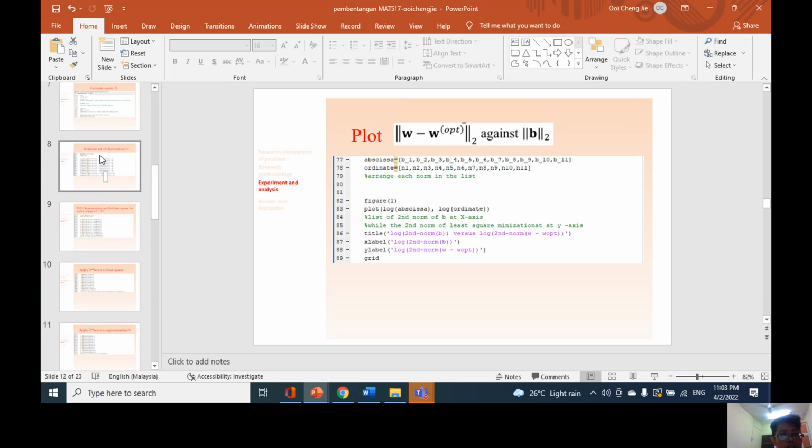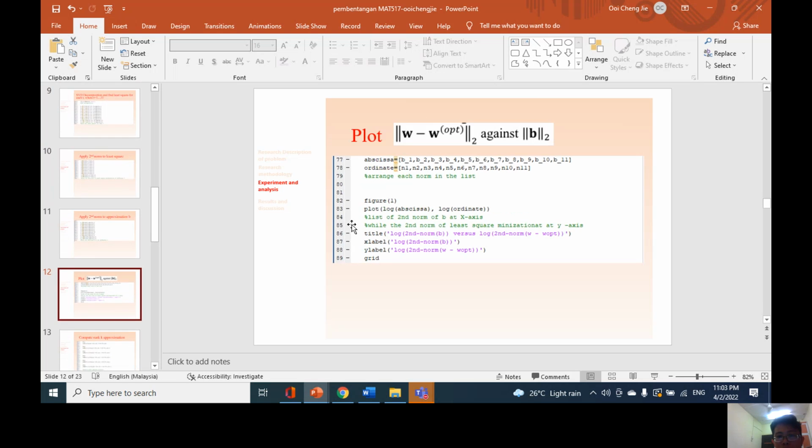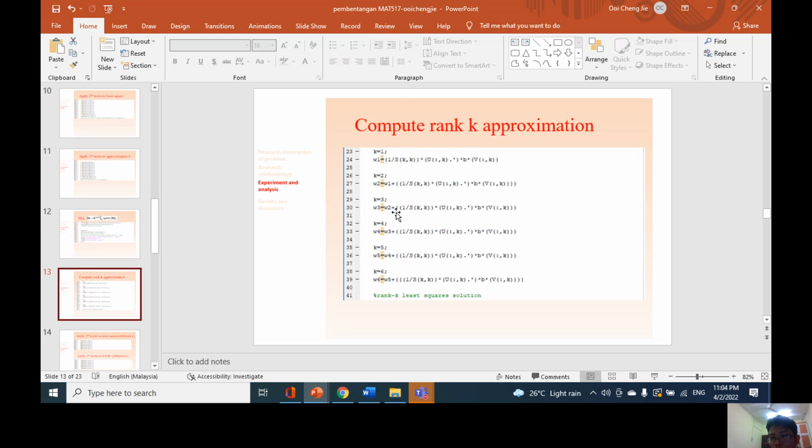From the first slide, the generation of matrix X up to this slide is the problem for the full SVD at the different t value. And now I'm going to talk about the computed rank K approximation.